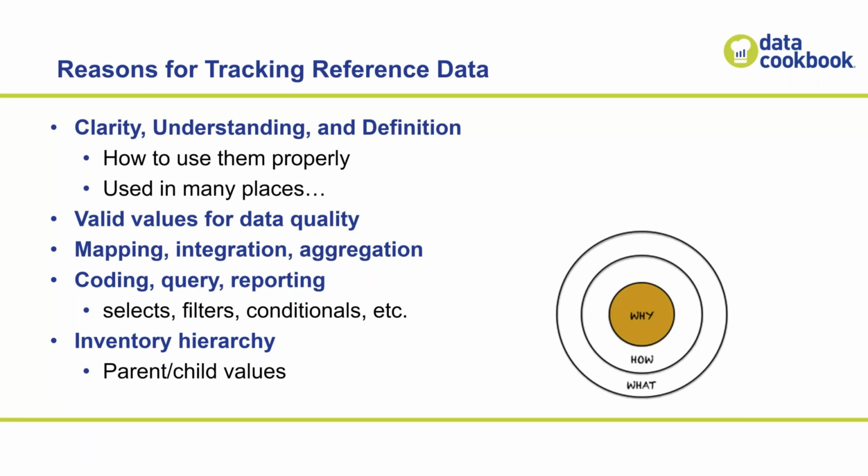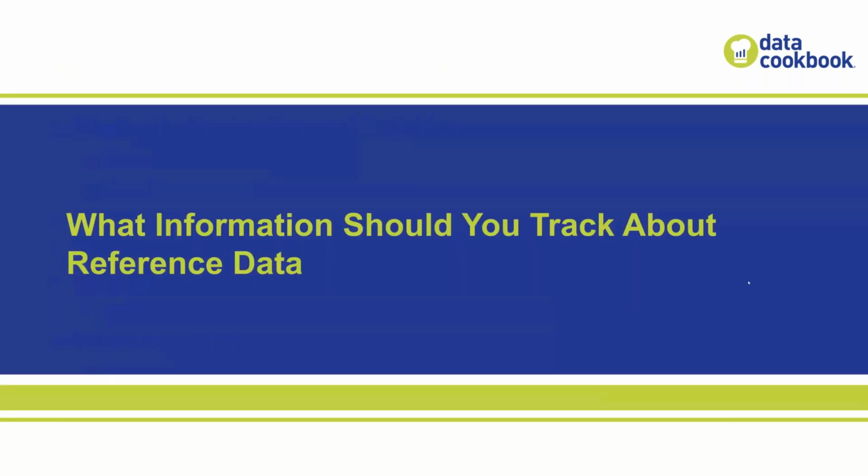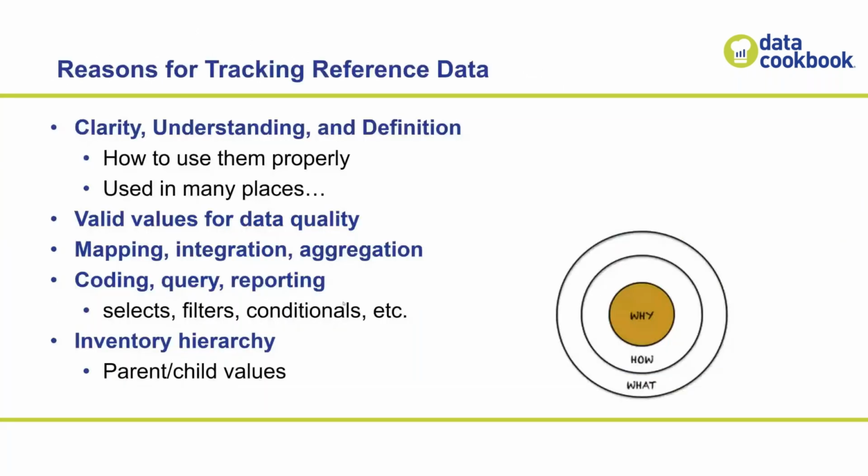Then, if you're trying to manage your inventory and understanding the relationships between parent and child and what you have, that's another thing to track. All right, so hopefully that helps you think about which ones of these are important to you. It can help you decide where you're going to put your energy in documenting and managing your things.